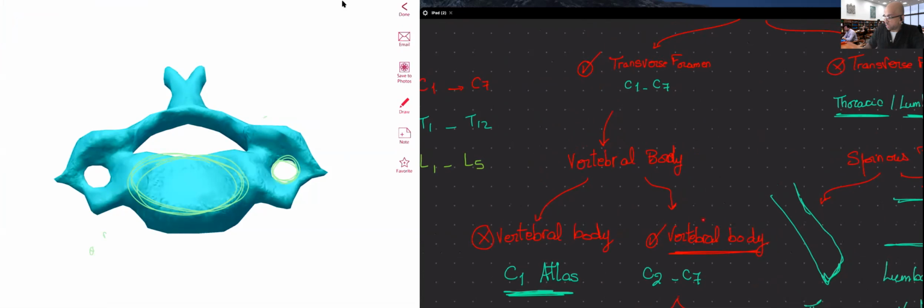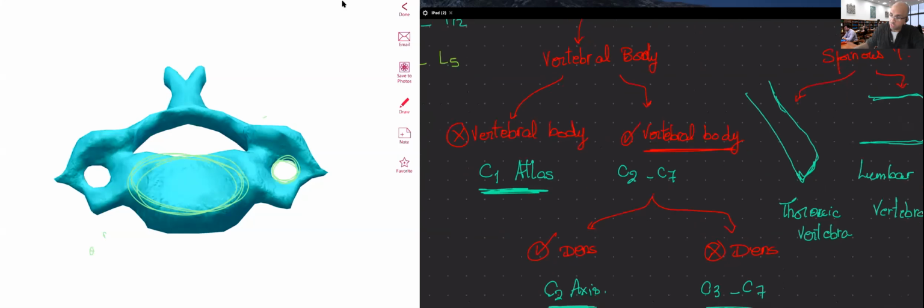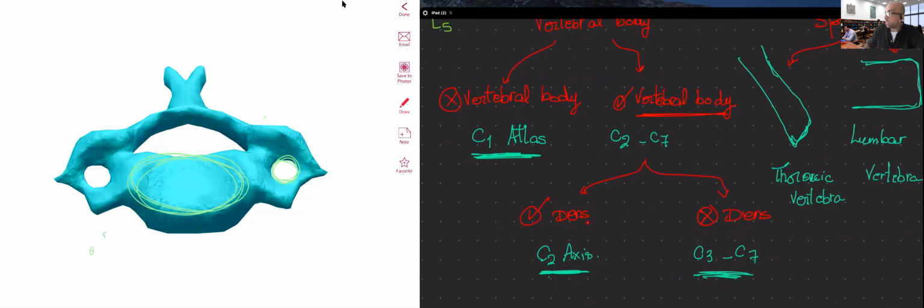If you identify that you have a vertebral body, what you're going to need to check next is whether or not you have a dens. Do I have a protruding bony process coming out from the body on here? Do I have something like this on this bone? No. So this is going to be anyone from C3 to C7. Anyone from C3 to C7 will have a vertebral body but won't have a dens or an odontoid process.